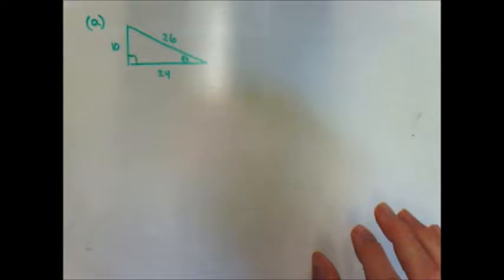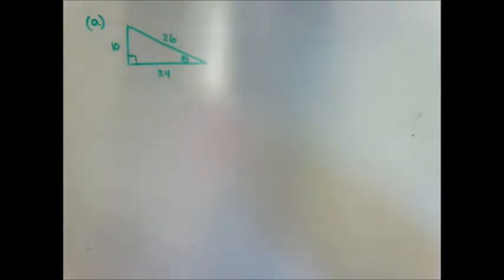Well, let's have a look at example 1. Example 1 asks us to find the three primary trigonometric ratios for angle theta and express the ratios as decimals, rounded to 4 decimal places. All the information that we need is here.